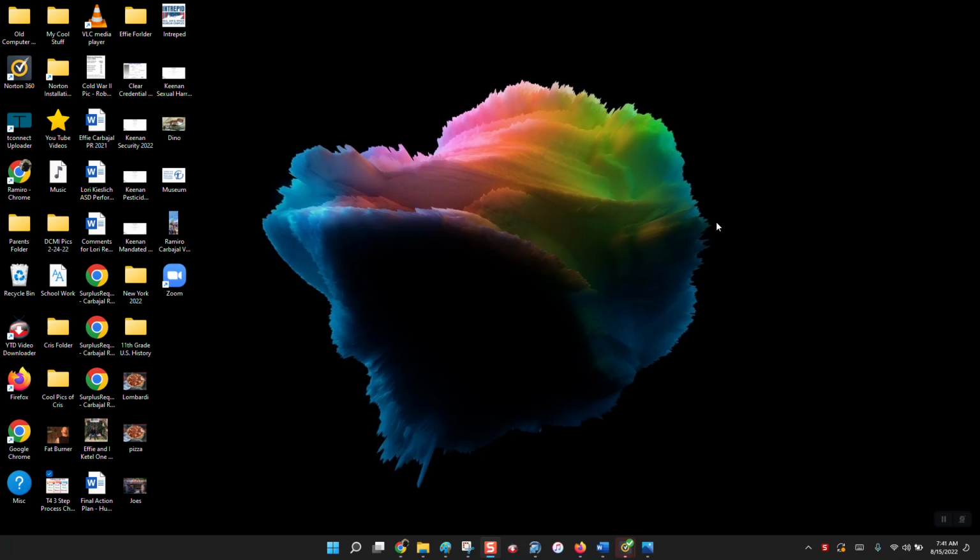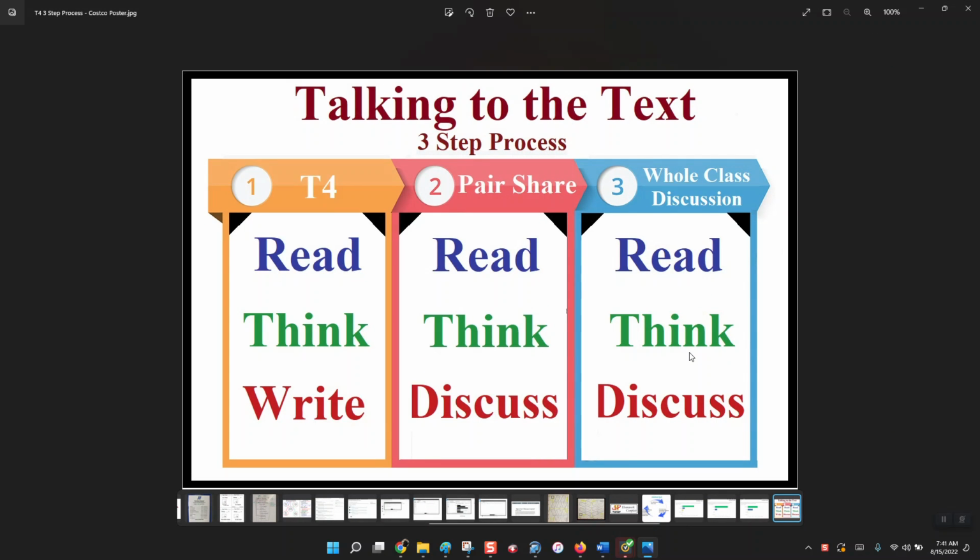Hey guys, so this is going to be a video that's going to show you how our T4 process works in the classroom. There are a couple of documents I'm going to use, actually a document and an image. This image first is going to show the three-step process of what we do with T4ing, and what we do in class pretty much every day. And you probably have seen this poster. It hangs against the wall up above the whiteboard in the front of the room.